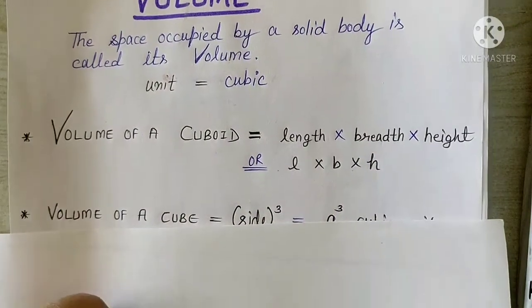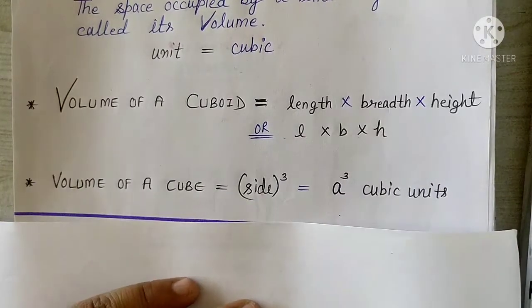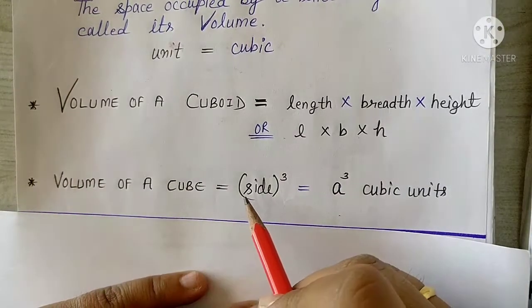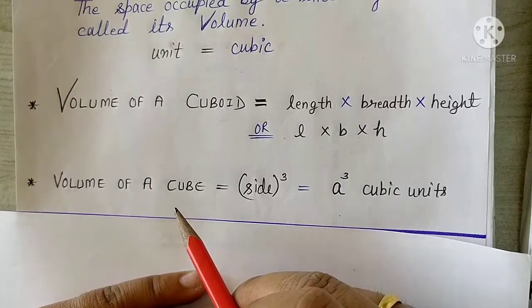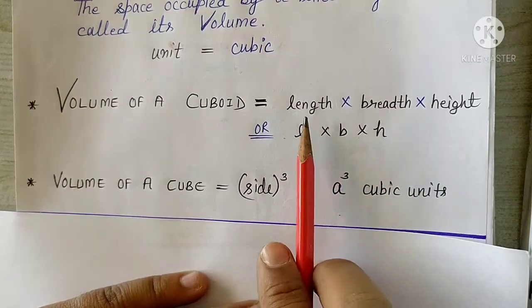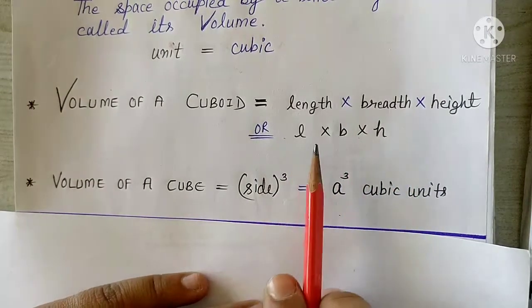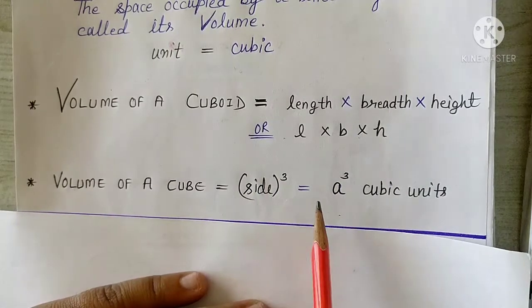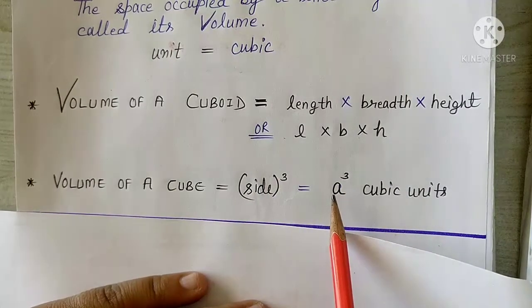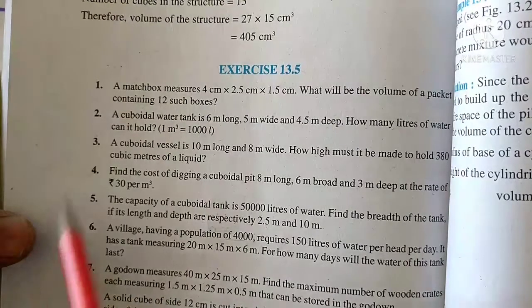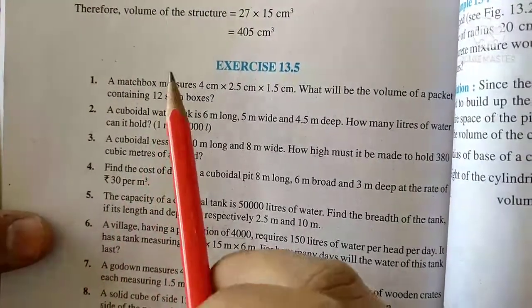Whereas if you're talking about a cube, it means a 3D figure of squares where all sides are equal. So in that case, how can we find the formula? L into B into H, and here L, B and H are all equal. So we can say side cube. In short form we say a cube, because a is the side here. As you can see, we are going to do exercise 13.5.